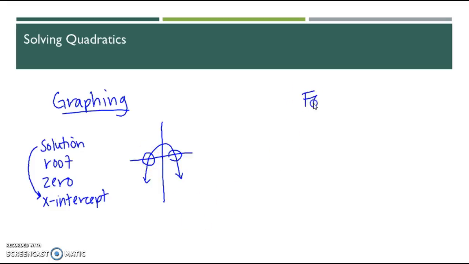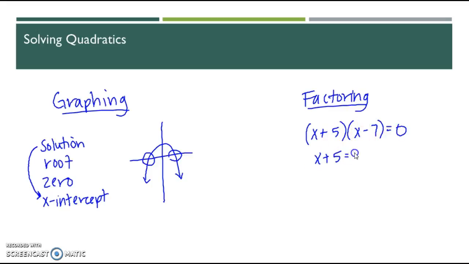The other method we looked at was solving by factoring. And to do that, we take our factors and set them equal to 0. So for example, if I factored something out and got x plus 5 times x minus 7. Remember the zero product property. In order to multiply to get 0, at least one of those terms has to be 0. So we set both of these equal to 0, and we get x equals negative 5 and x equals 7. So we have solving by graphing, solving by factoring.